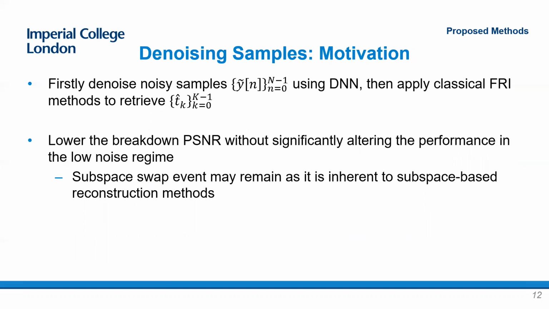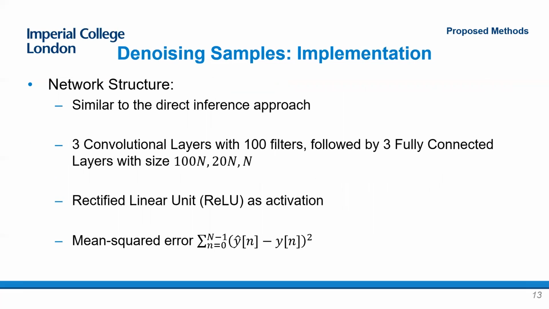This approach is motivated by the possibility of lowering the breakdown PSNR without significantly altering the performance in the no-noise regime, as the subspace-based methods are still used to perform FRI reconstruction. However, as subspace swap events are inherent in those methods, they may still remain in this approach.